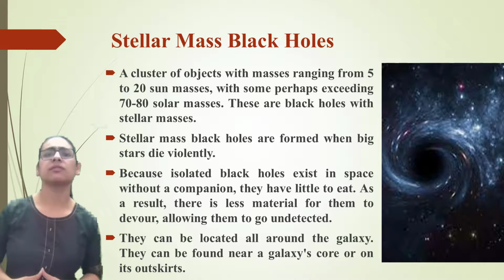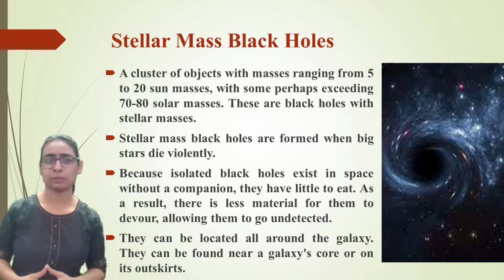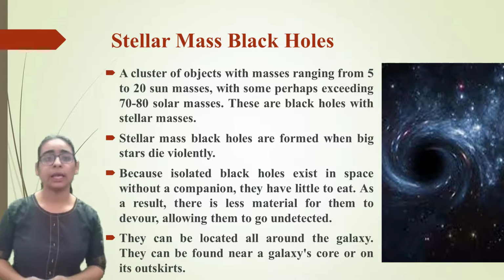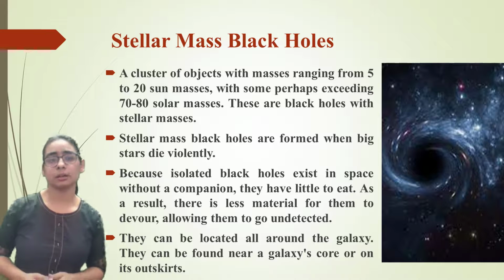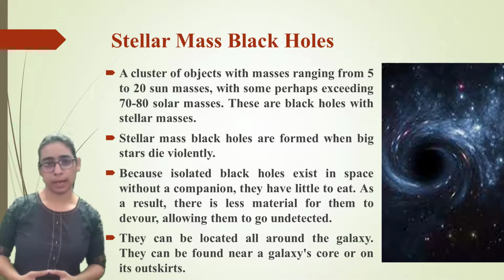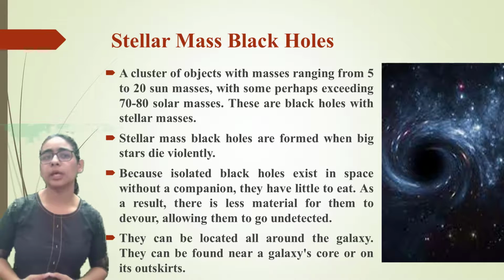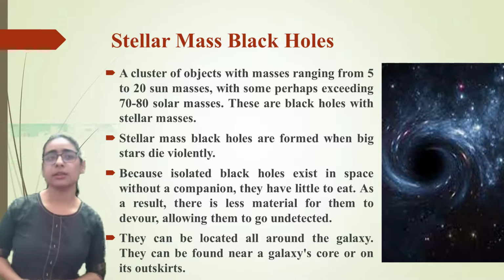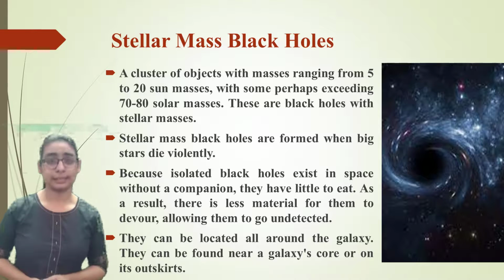A cluster of objects with masses ranging from 5 to 20 sun masses are known as stellar mass black holes. Stellar mass black holes are formed when big stars die violently. If a star like our sun traveled through space as an isolated star, a black hole generated as a result of its demise would also be an isolated black hole. Because isolated black holes exist in space without a companion, they have little to eat. As a result, there is less material for them to gobble, allowing them to go undetected.